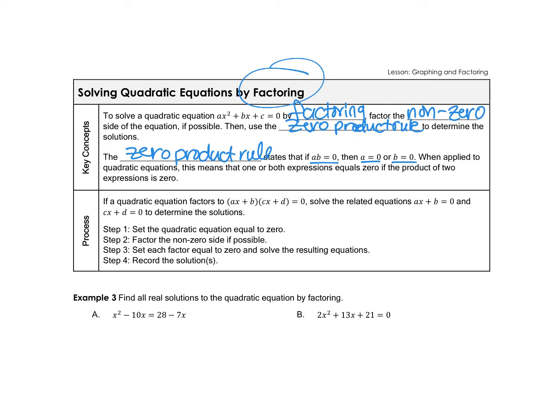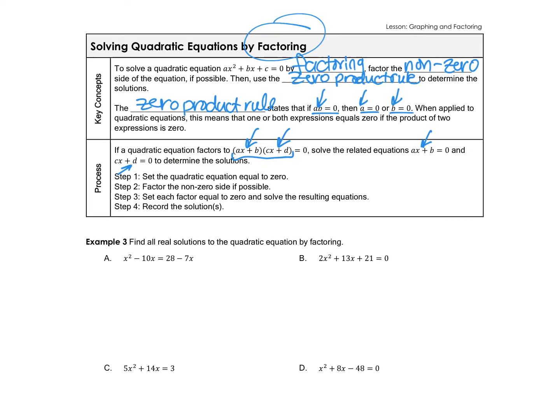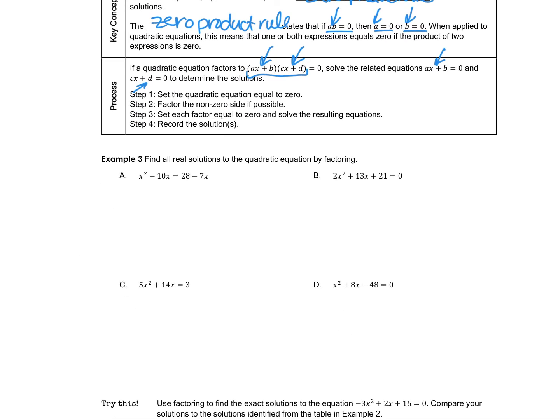All right, if a quadratic equation factors, once you get your factors, you're then setting each piece like we did up here. A equals 0, B equals 0. We're going to set this one equal to 0, and then we're going to set this one equal to 0 to actually find your two solutions. So first step is to set your quadratic equation equal to 0. Then you're going to factor your non-zero side, and then you'll set each one of your factors equal to 0 to solve.